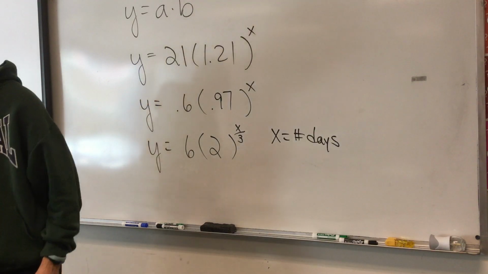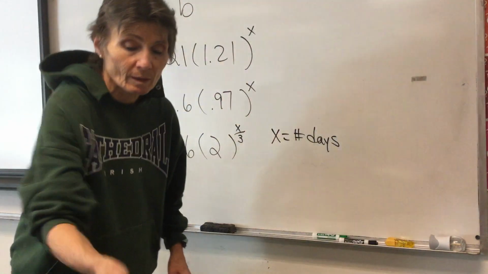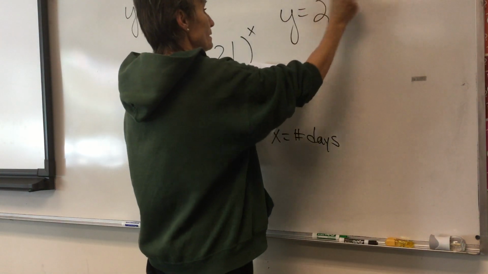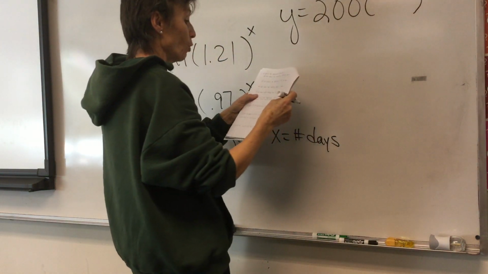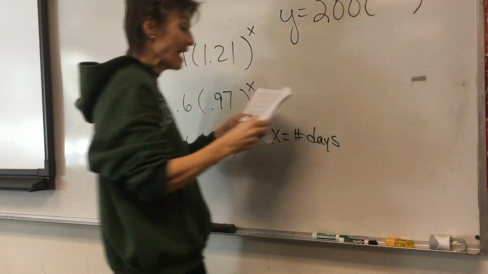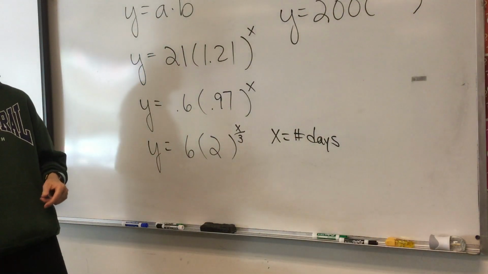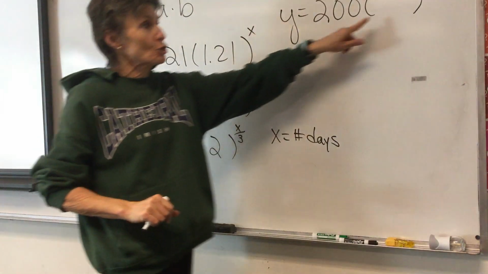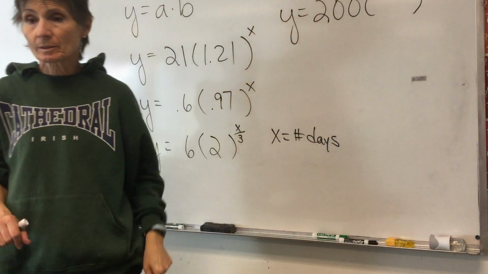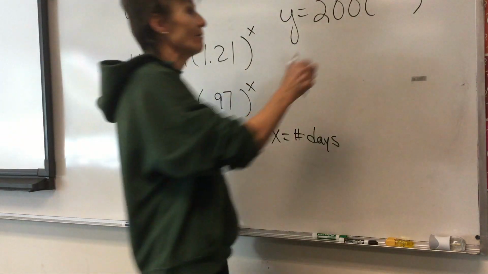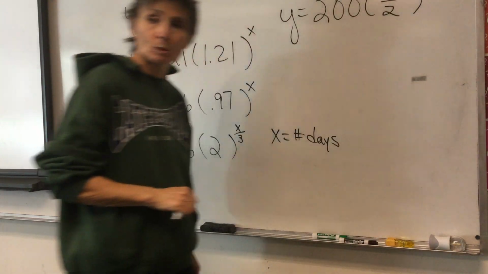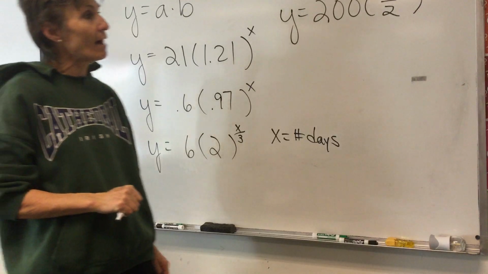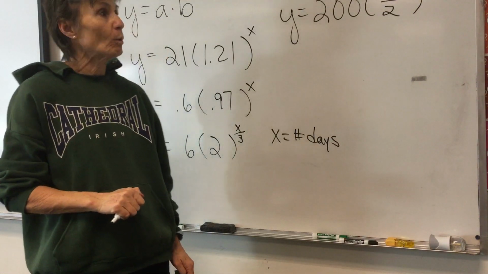Okay, and then I think there's one more. The initial value is 200, and we're going to be cut in half every 6 years. Okay, it's just like this one, only we're cutting in half. So what are we going to put in here? 1/2. Either 1/2 or 0.5, whatever you're most comfortable with. If you're cutting in half, it's 50%, so 1/2 or 0.5.